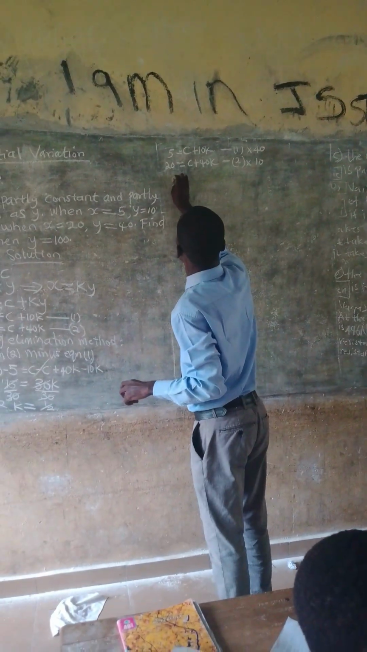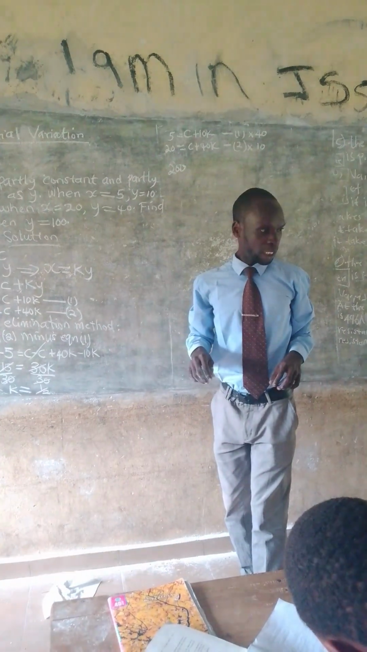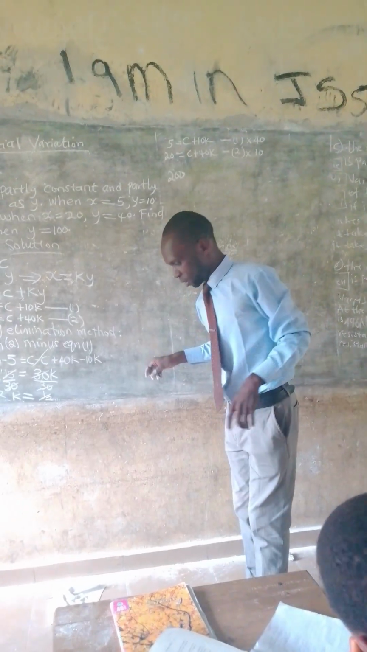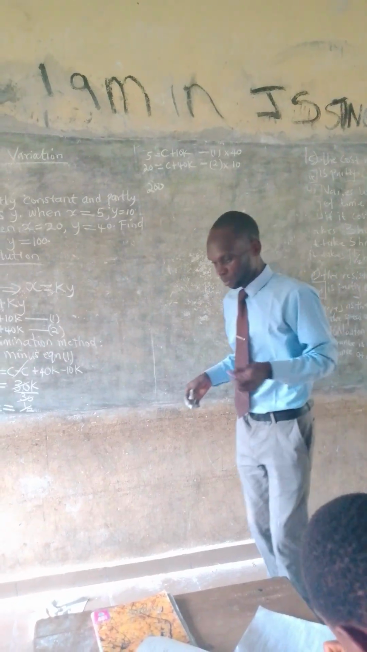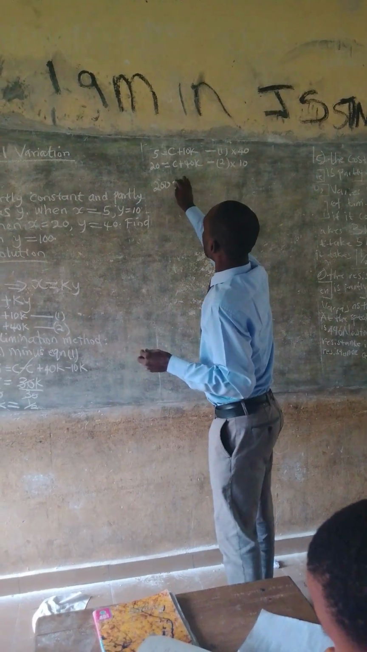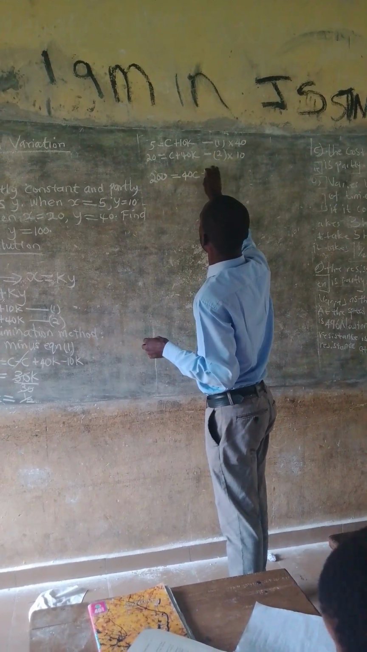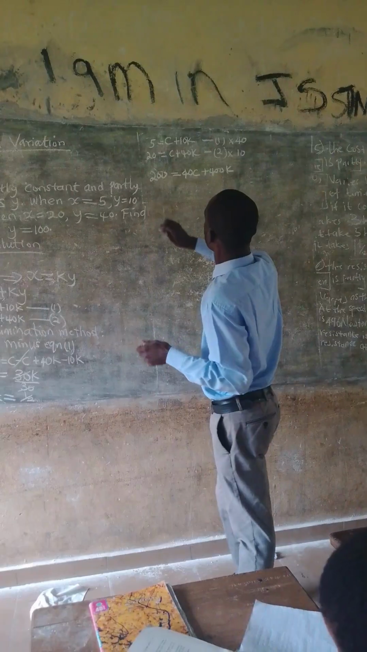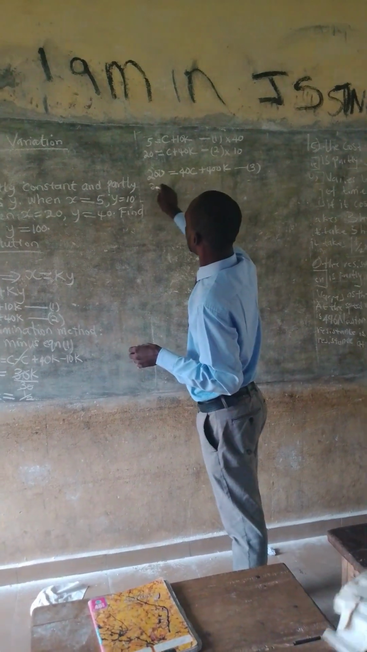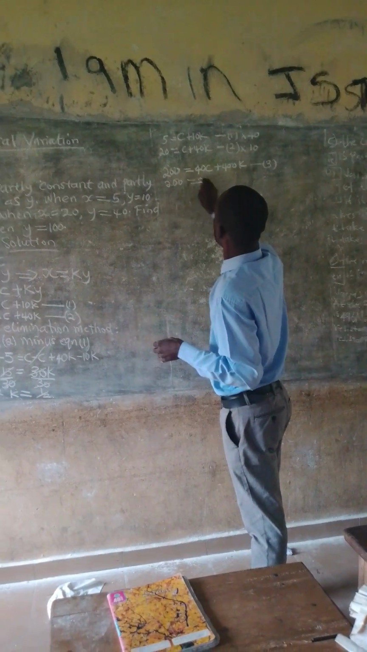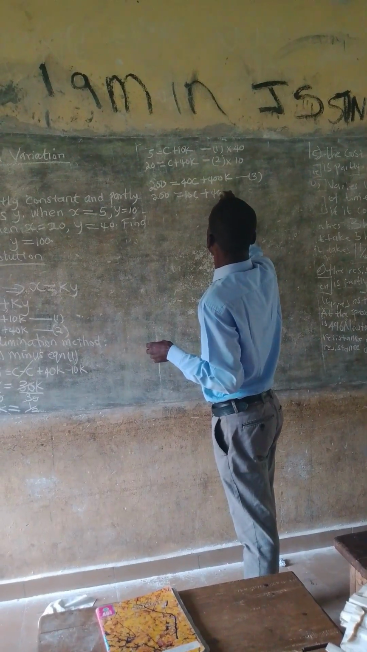40 times 5 will give us 200. 40 times c will give us 40c. 40 times 10 will give us 400k. Equation 3. 10 times 20, 200. 10 times c is 10c. 10 times 40 will be 400k.